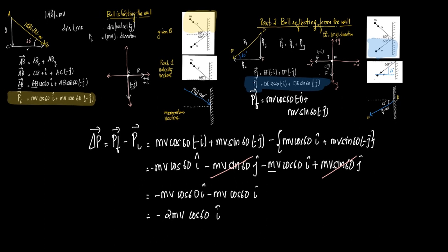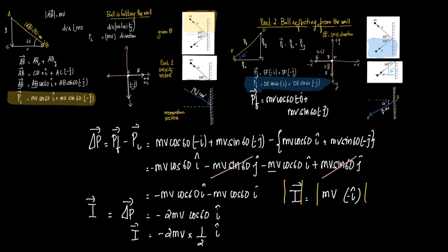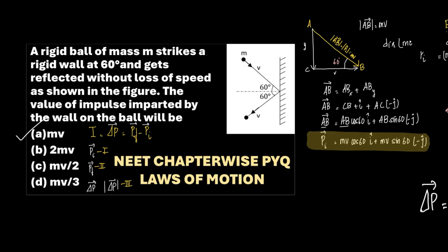Now this is where the vector notation becomes really important. All of this is actually delta p. And what is delta p? Delta p is the change in momentum, which is the impulse vector. So the impulse vector I is equal to minus 2mv into cos 60, and sine 30 is equal to cos 60, which is equal to 1 by 2, into i cap. And therefore the impulse vector I will be equal to mv into negative i cap. And if you take the magnitude on both sides, what you get is that the magnitude of the impulse vector is equal to mv. Okay, so that is option A, mv.